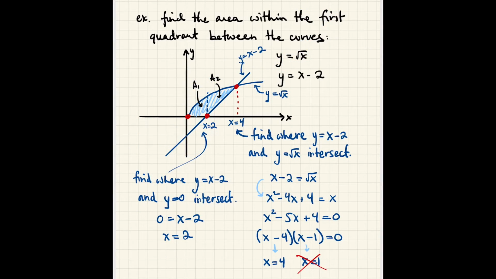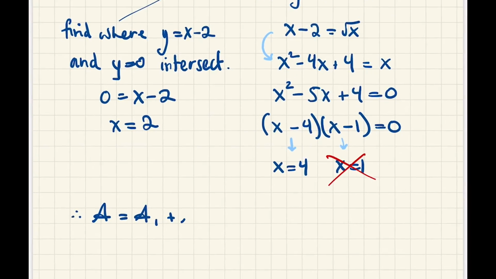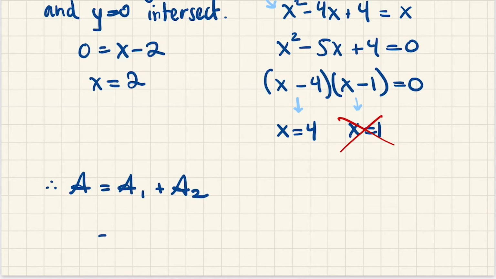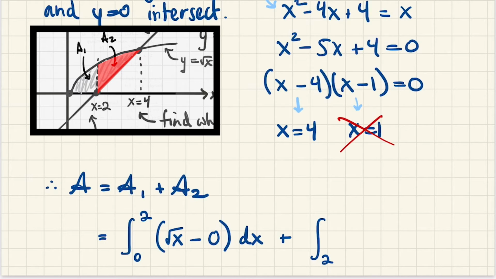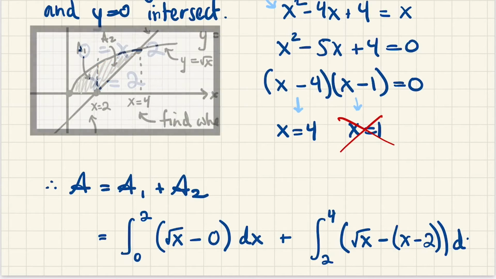Okay, so our area is A1 plus A2, and we can see that A1 is the integral from 0 to 2 of the upper function, which is the square root of x, minus the lower function, which is the line y equals 0. And we're going to add to that the integral from 2 to 4, upper function, which is the square root of x, minus the lower function, which is x minus 2.